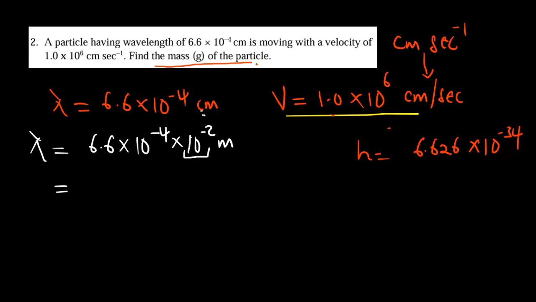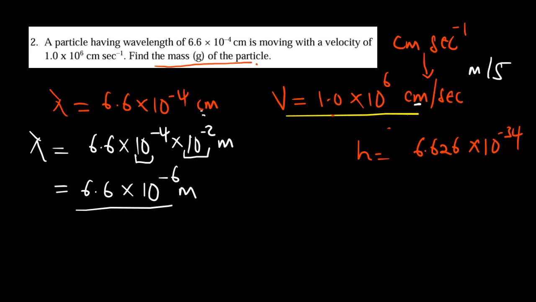So here I have 6.6 times 10, and these are the same bases, so we can add the powers. So this is meters, and this is my wavelength. Then this speed here, I have to change it into meters per second, because here it's in centimeters per second. So I have to change it to meters per second.